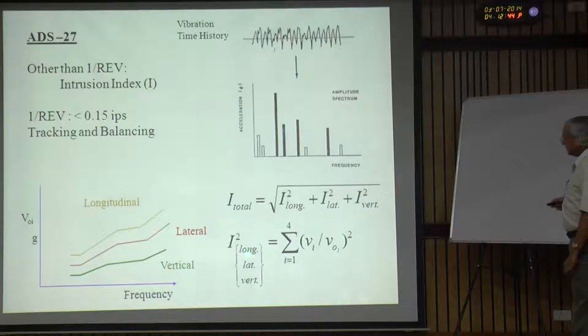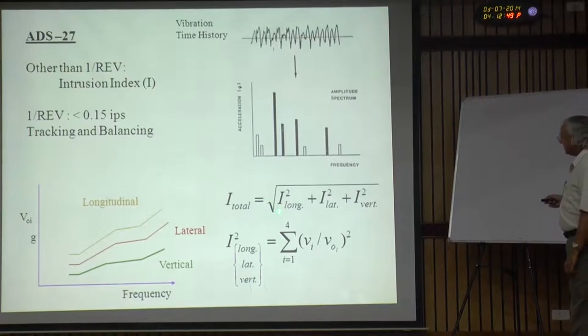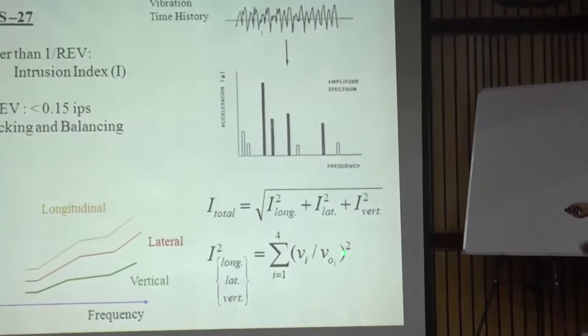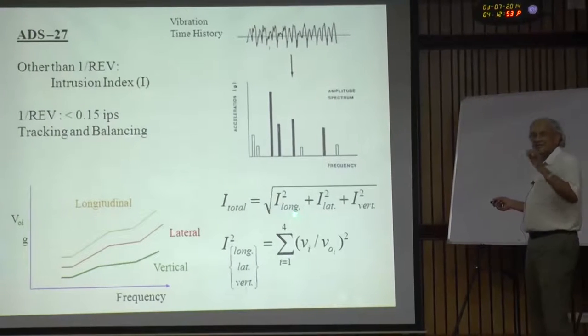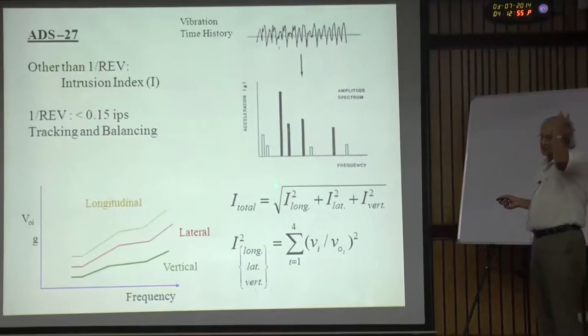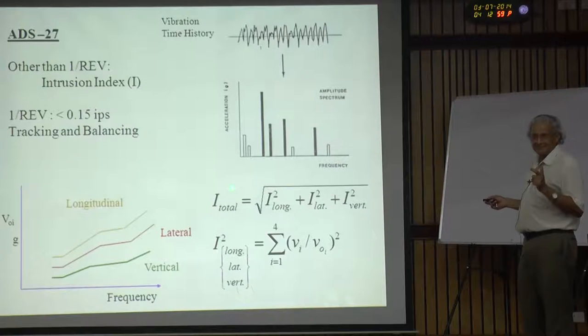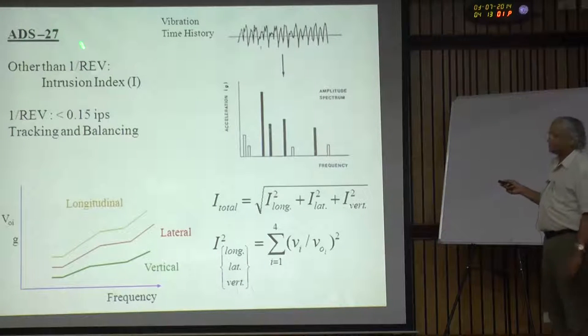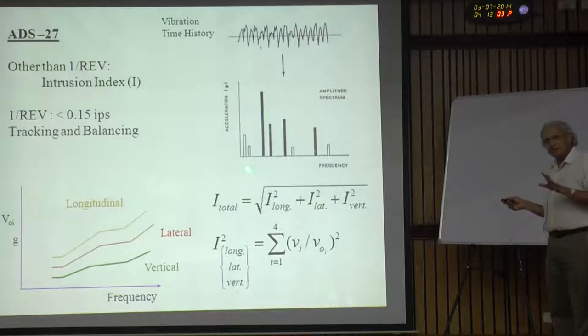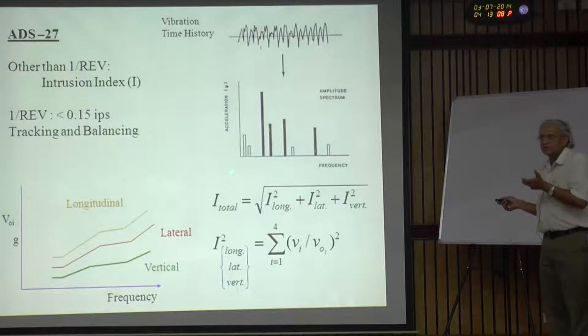Square it, you add for longitudinal, lateral, vertical. And all of them you do total. This is called the intrusion index. This is kind of a new measure of vibration. Okay? This was proposed very recently, but still this is not that popular, except to give a measure.